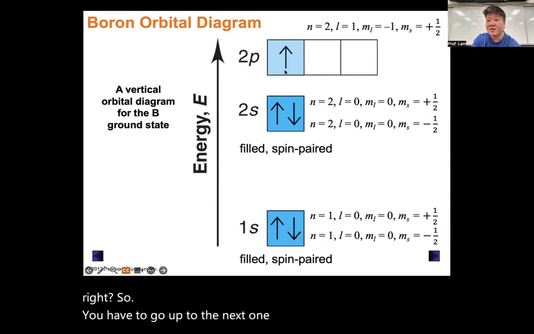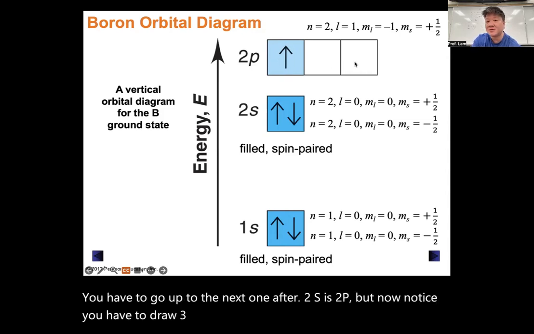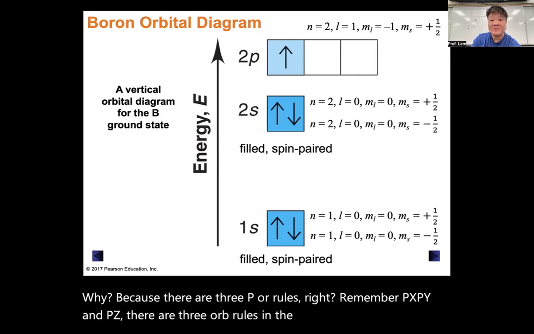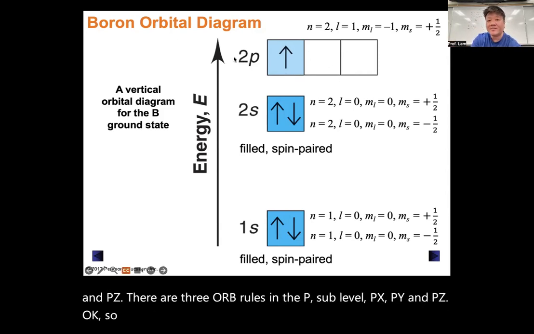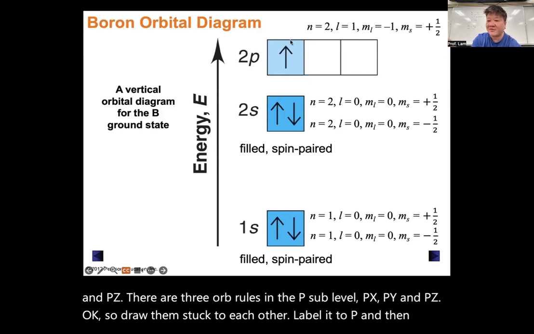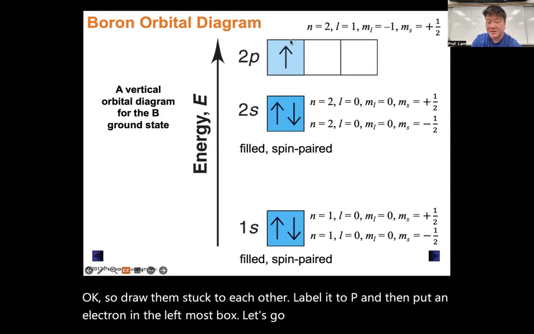After 2s is 2p. But now, notice, you have to draw 3 boxes stuck to each other. Why? Because there are 3 p orbitals, right? Remember px, py, and pz. There are 3 orbitals in the p sublevel: px, py, and pz, okay? So draw them stuck to each other, label it 2p, and then put an electron in the leftmost box. Let's go from left to right, okay? Go by convention, okay? And then up first.